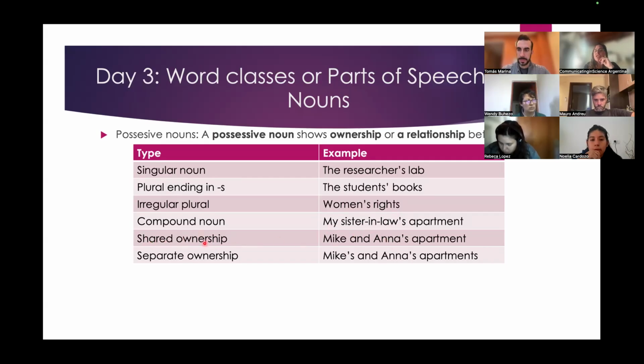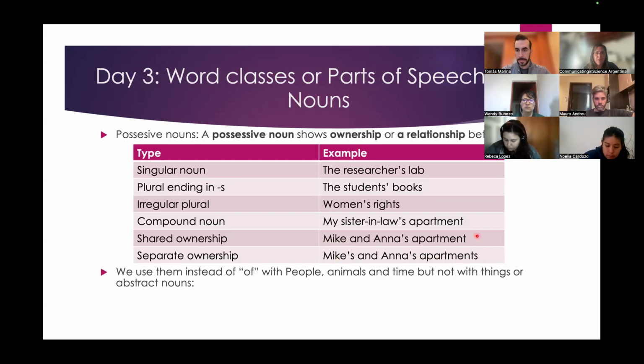In this case, it's shared ownership, meaning I'm talking about the apartment that belongs to both Mike and Anna. Yeah, they are both the owners. So we can say Mike and Anna's apartment. But if I want to talk about 2 different apartments, one belonging to Mike and one to Anna, I have to put the apostrophe and the S after each name, and my noun is now plural. Yeah, Mike's and Anna's apartments in plural.